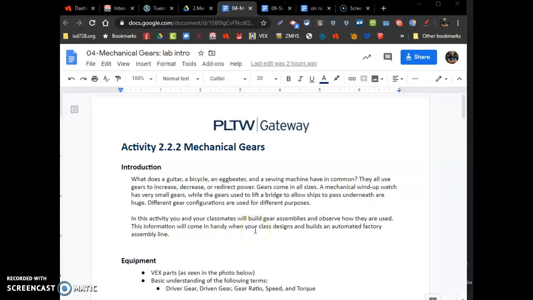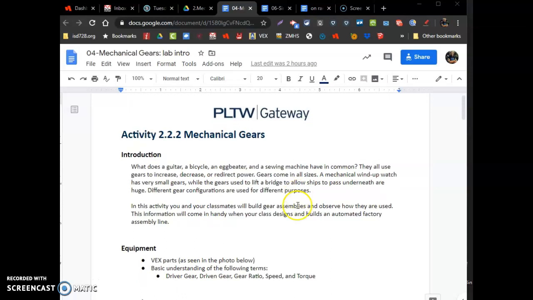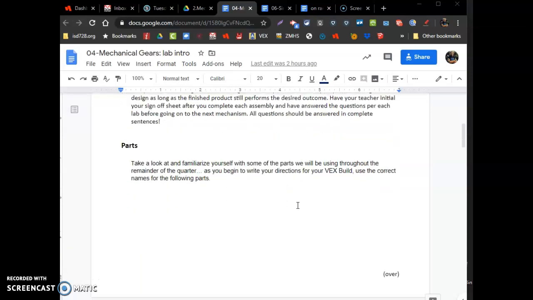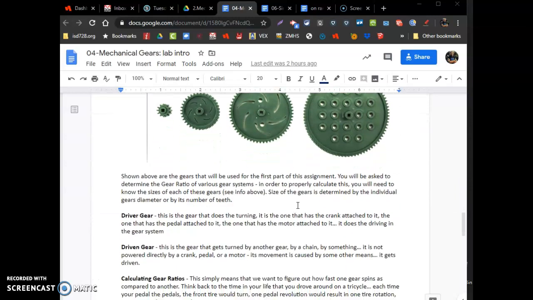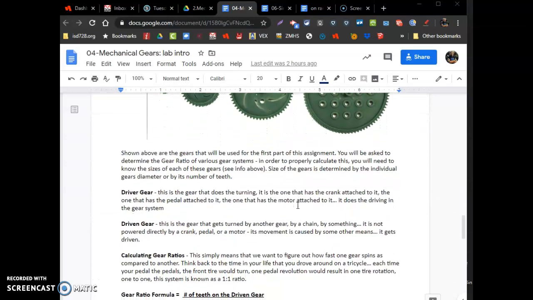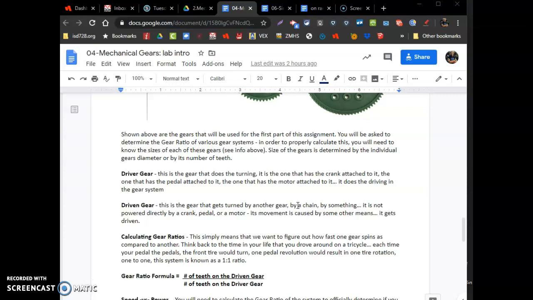So I'm going to go back to the other day. We did the lab overview and directions. We skipped the part of the gears and gear ratios. So here we go.